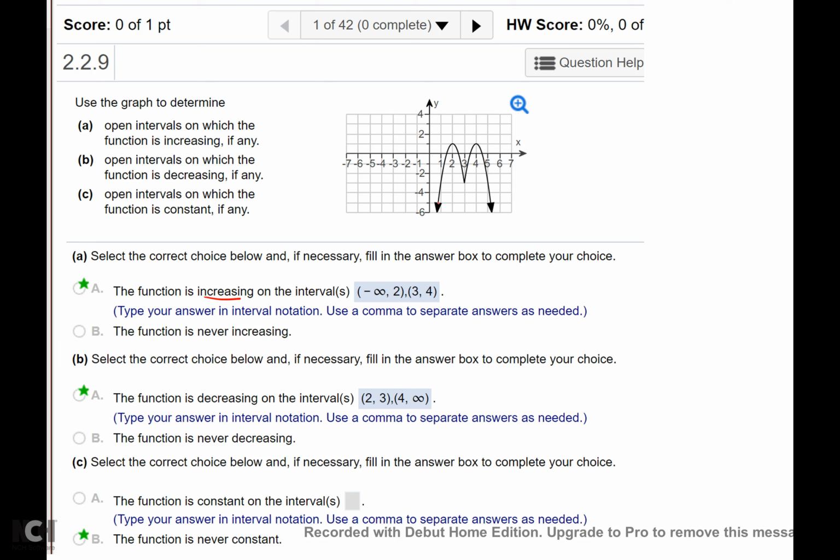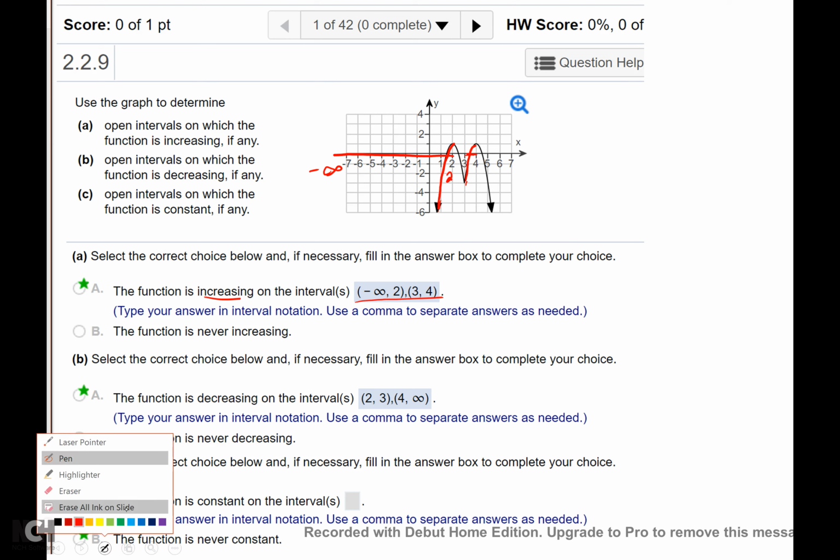Well, if you trace the function from left to right, this is the leftmost point. Right there it's increasing, and right here it's increasing. So if I look at the x-coordinates that go with that, from negative infinity to 2, it's increasing. And then again at 3, right here it's going to start to increase, but just 3 to 4, right there it increases, and then it starts decreasing again. So the interval on which it's increasing is in red.